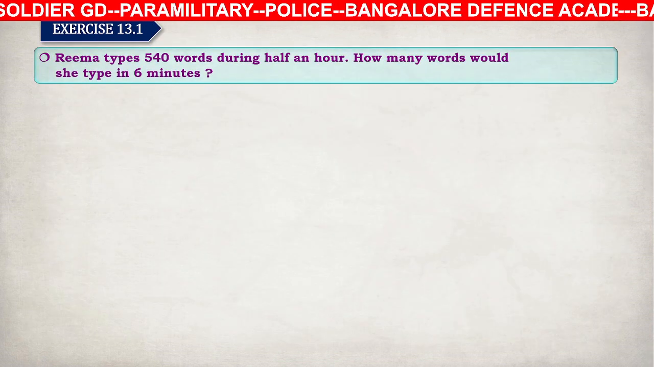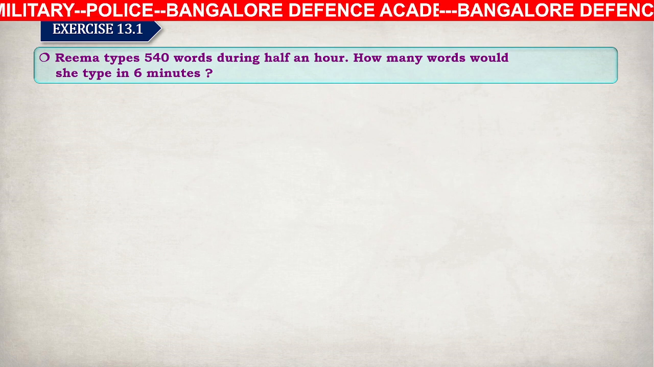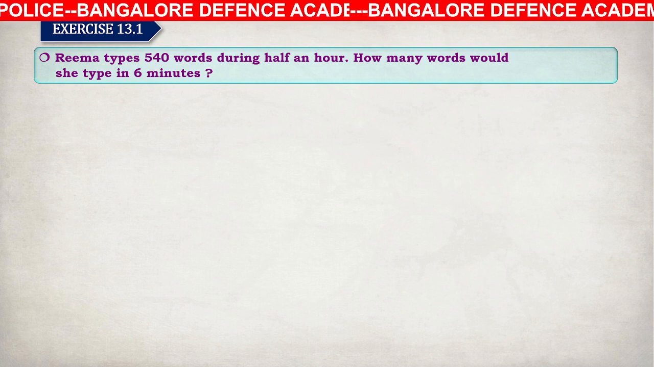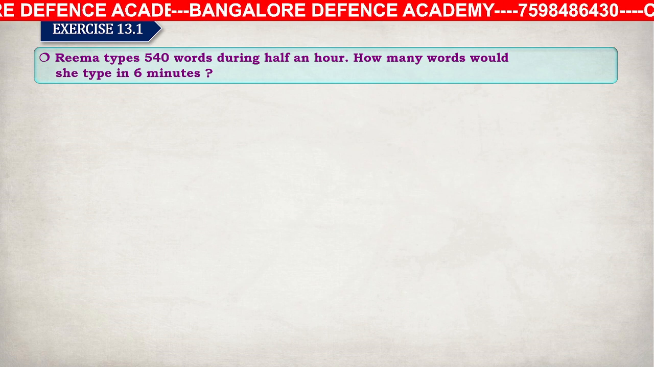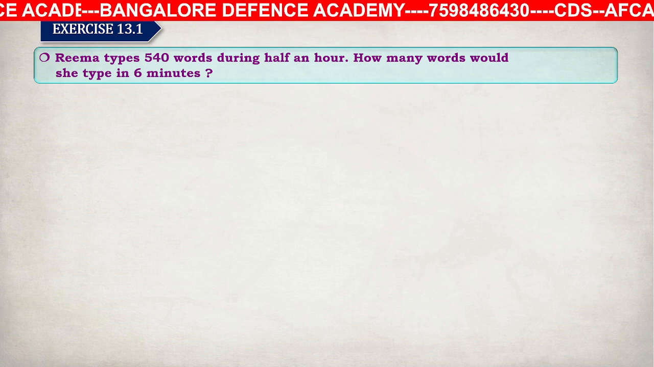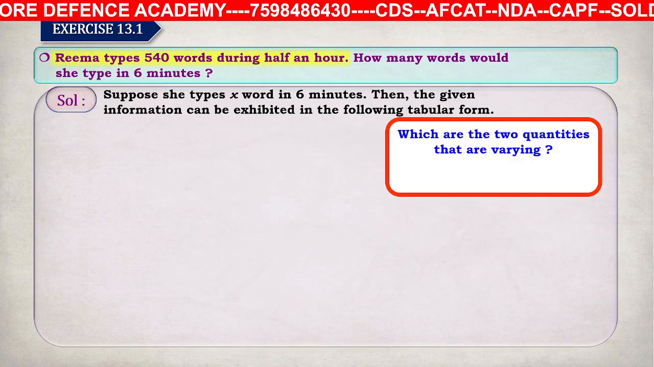Next, Rima types 540 words during half an hour. How many words would she type in 6 minutes? Half an hour means 30 minutes, and they are asking how much in 6 minutes. So here you have to convert half an hour into minutes.